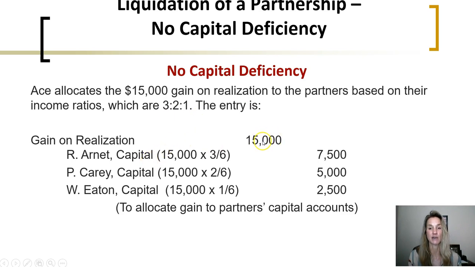Thus, the gain is now debited to decrease that account. Of that gain, 3/6 goes to Arnett, $15,000 times 3/6, or $7,500. 2/6 goes to Carrie, or $5,000. And 1/6 goes to Eaton, or $2,500.